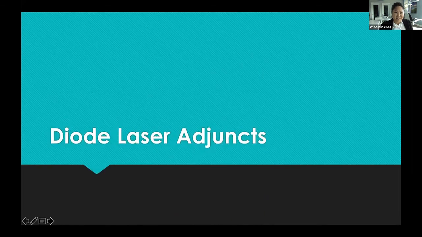Okay, and then what about the diode laser like I talked about? So, diode laser adjunct. With my Waterlase, I also have the diode, and I think it's great to touch on what other things you can do with that diode besides using it for soft tissue, since obviously I'll be using the Waterlase for soft tissue.